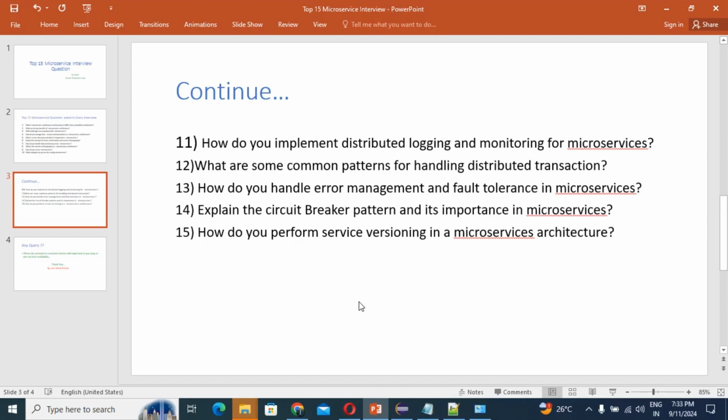So next question: explain the circuit breaker pattern and its importance in microservices. It's very, very important. Most of the time the interviewer may ask this question. Explain the circuit breaker pattern. What is the circuit breaker pattern, guys?